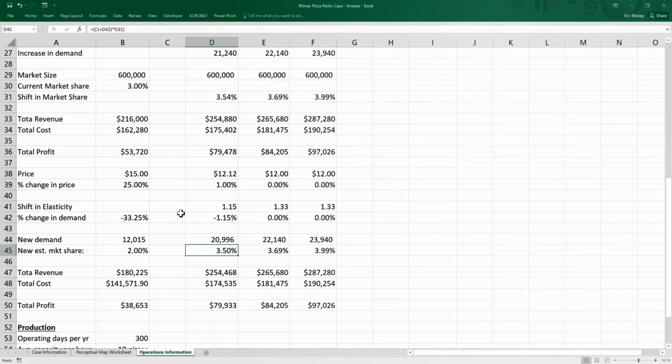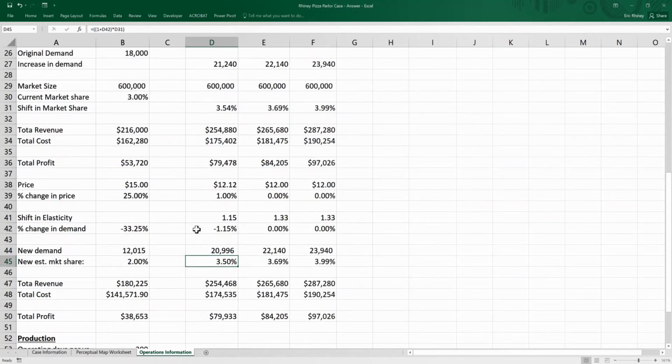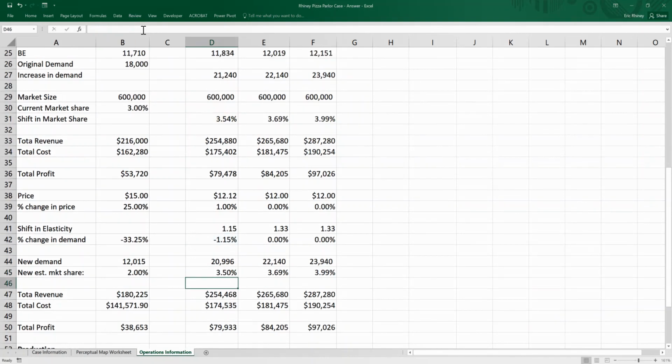Actually, I don't think I have this in here correctly. I don't know if I may have not counted. Let's see. Oh yeah, it's in there correctly. Okay, so you can see that changing this from 1.33 to 1.15 changes our estimated market share to 3.5, and originally it was 3.49. I mean, a small shift, not very much, but it could add up.